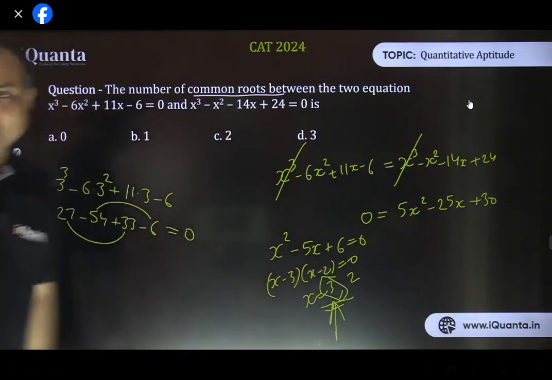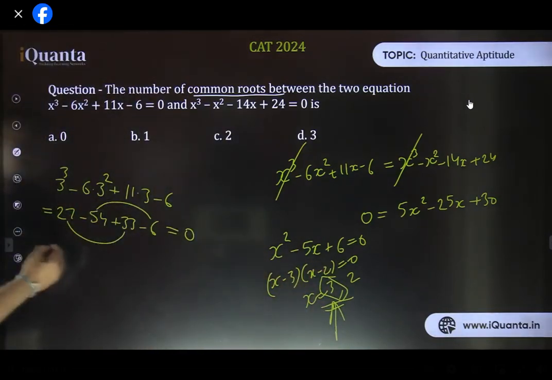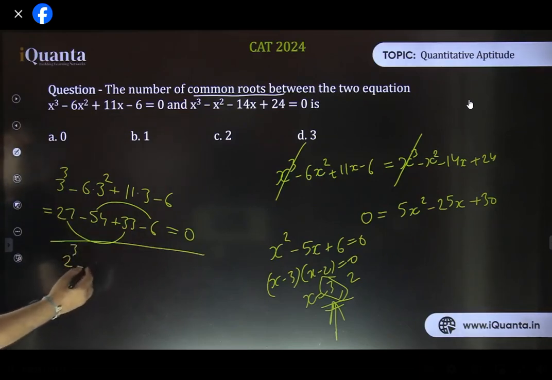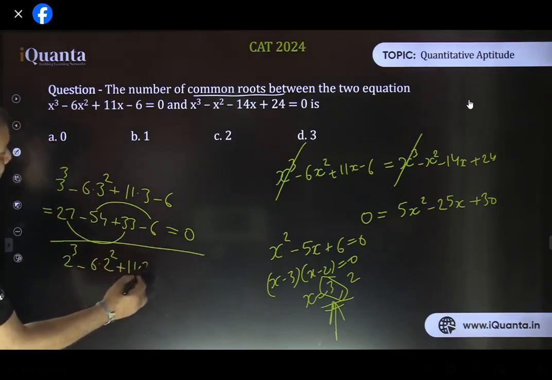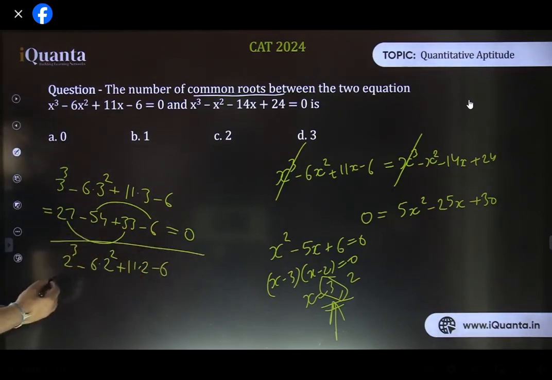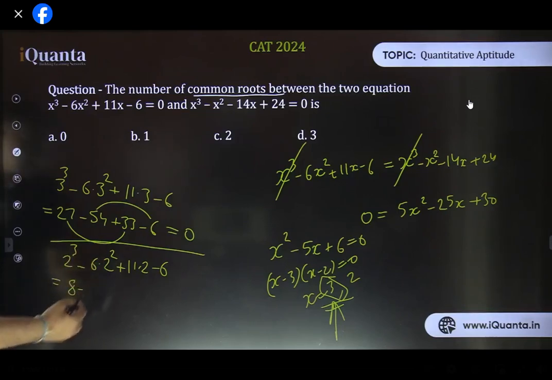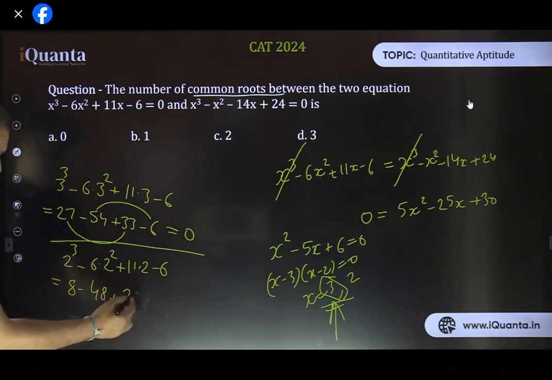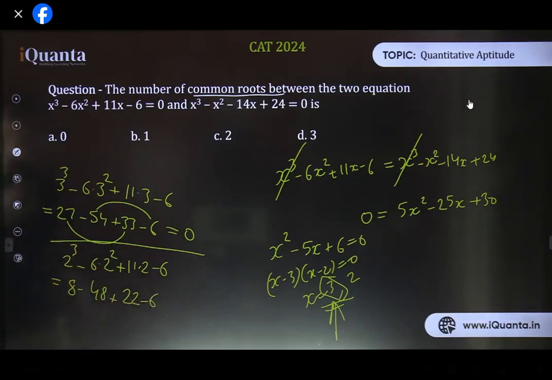Now we need to confirm for 2 also. Let's check. If I put x equals 2 in the first equation again, 2 cube minus 6 times 2 square plus 11 times 2 minus 6. I need to see whether it comes out to be 0 or not. Let's see. 8 minus 4 into 6 is how much? 48, plus 22 minus 6. Okay, this time I don't think I have made any mistake. So 8 plus 22 is going to be 30. This was 24, sorry, I made this mistake.